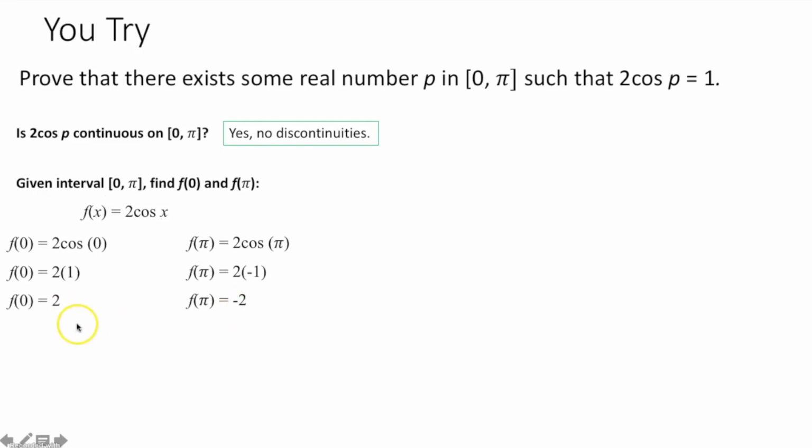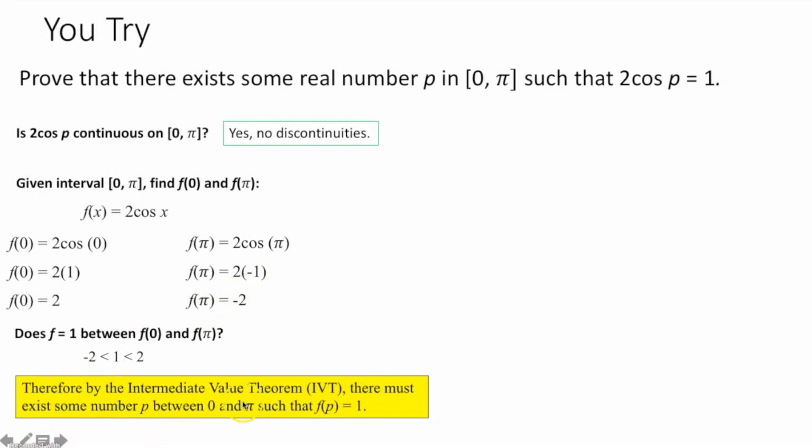Now they are different, so that's good for the intermediate value theorem. We then ask, is f equal to 1 between f of 0 and f of pi? So is our f of c value 1 between 2 and negative 2? Yes, it is. Because this y value that we're looking for is between the two y values of our endpoints, we can say that the intermediate value theorem applies.